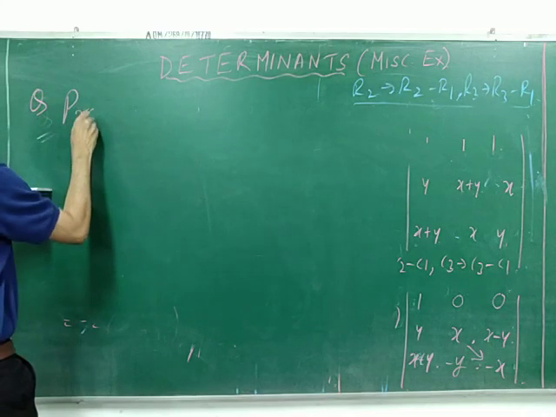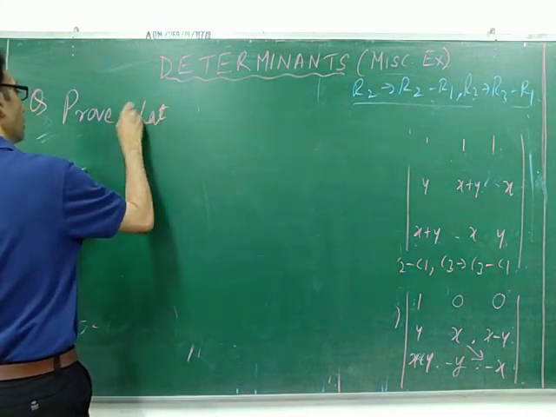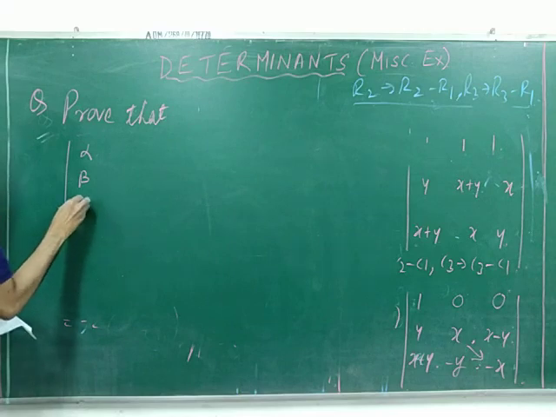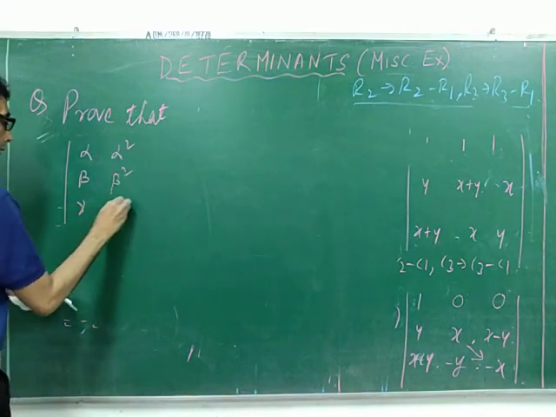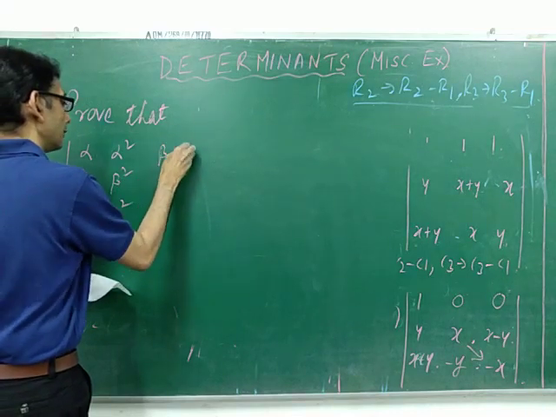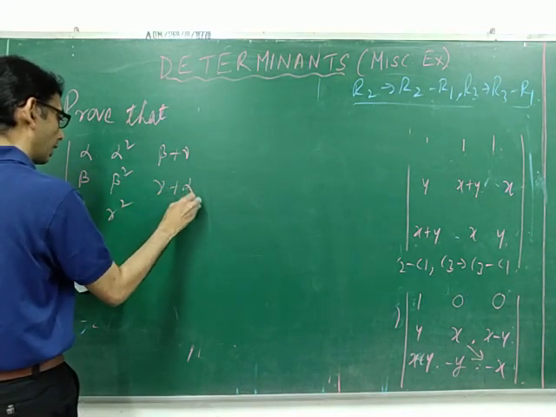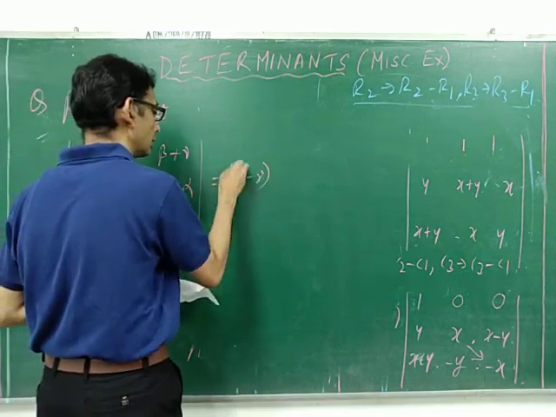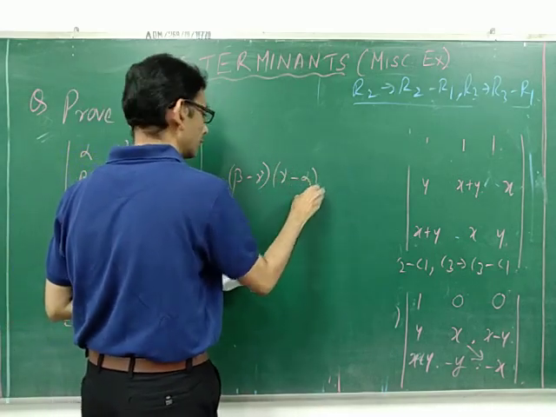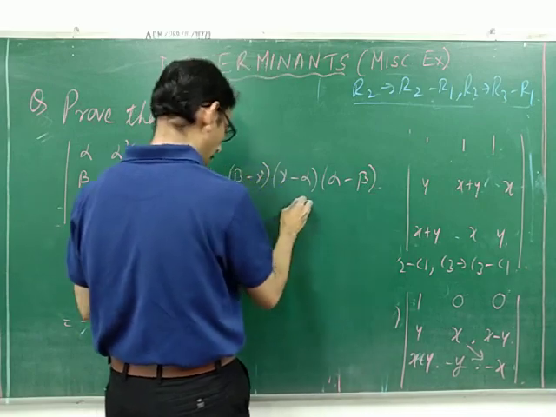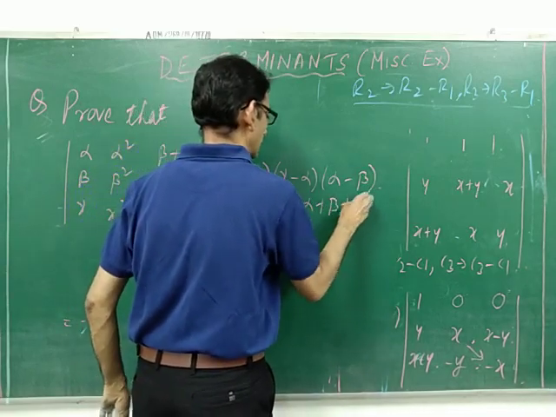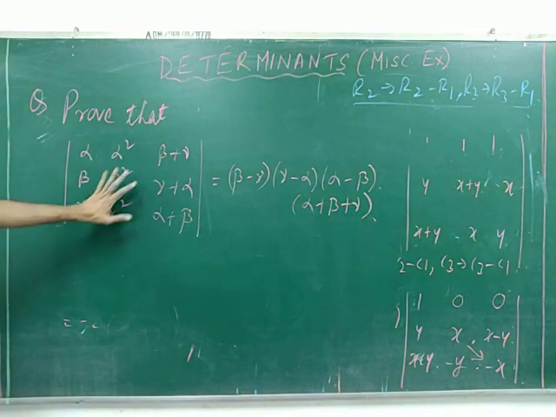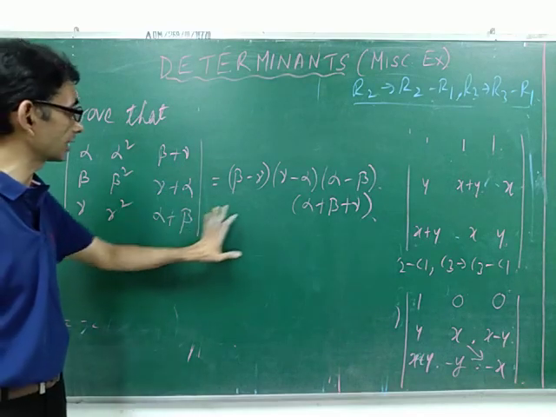Next question is: prove that the determinant with rows alpha, beta, gamma; alpha squared, beta squared, gamma squared; beta plus gamma, gamma plus alpha, alpha plus beta is equal to (beta minus gamma)(gamma minus alpha)(alpha minus beta) multiplied by (alpha plus beta plus gamma). This is the question.